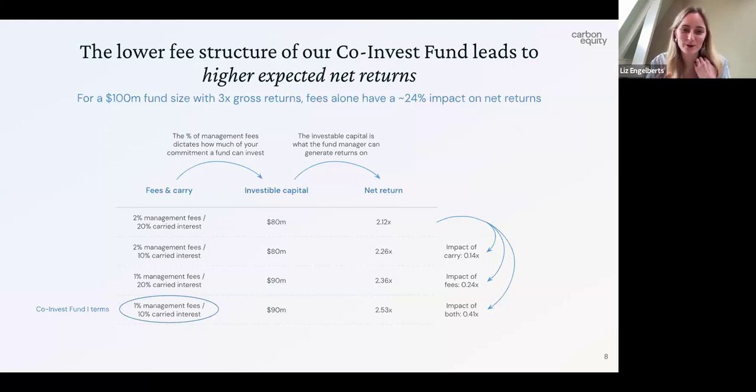So people often hear about lower fees and they think, oh, that's nice, paying 1% management fees instead of a 2% management fee. But what's really important to note is that you can just invest way more capital. If you charge more management fees, you can invest a smaller part of the fund. Because we charge lower management fees, for a $100 million fund, we can invest 90 million instead of $80 million. Here you see the differences with regards to lowering the 2% management fee to a 1% management fee, and lowering the 20% carried interest to 10% carried interest, which bottom line has an impact of 0.41x on the total net return. So then your return would look like 2.53x instead of 2.12x. So that's quite a difference.